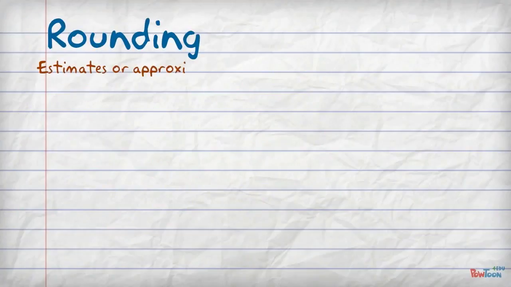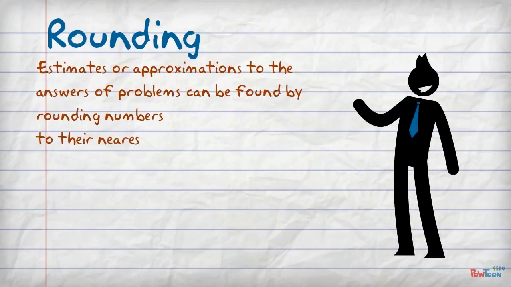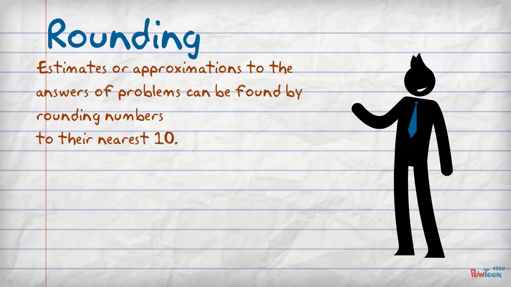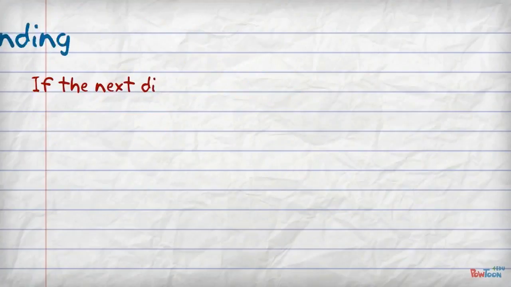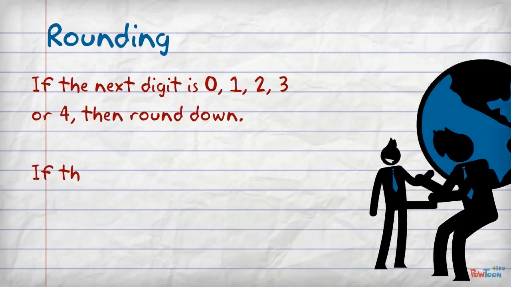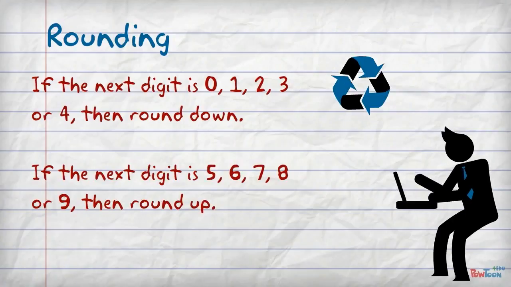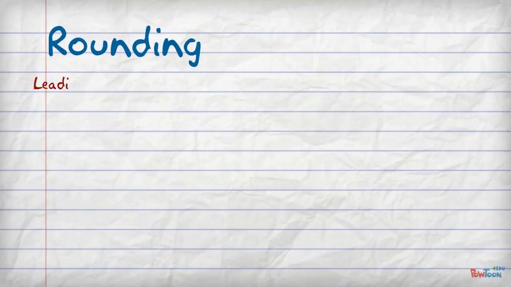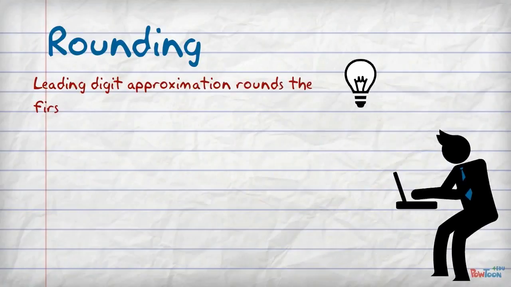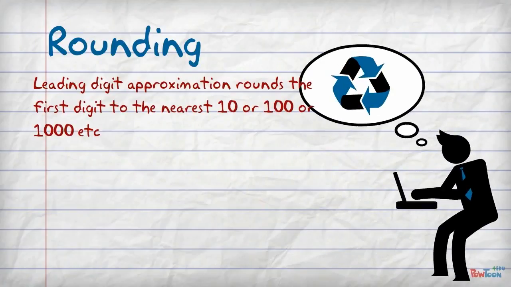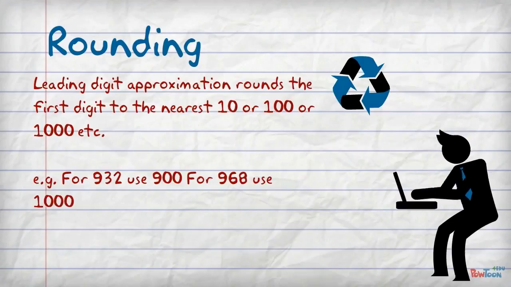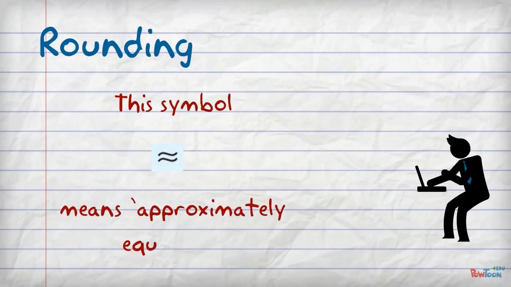Estimates or approximations to the answers of problems can be found by rounding numbers to their nearest 10. If the next digit is 0, 1, 2, 3 or 4, then round down. If the next digit is 5 to 9, then round up. Leading digit approximation rounds the first digit to the nearest 10, 100 or 1000, etc. For example, 932 goes to 900, whereas 968 goes to 1000. This symbol means approximately equal to.